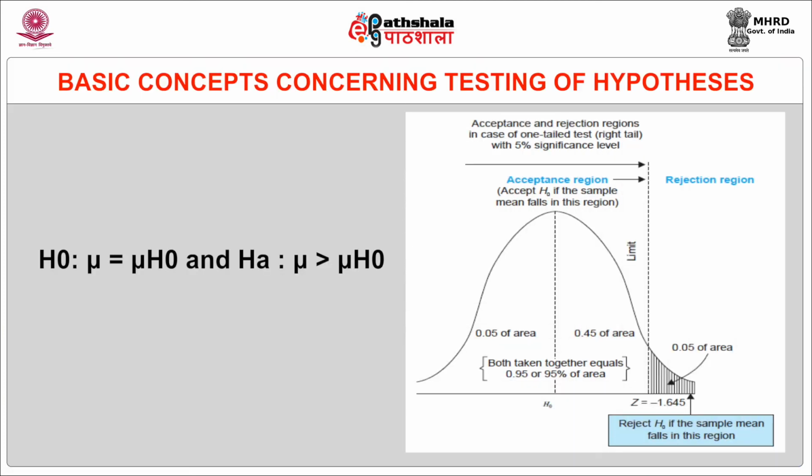In case our null hypothesis is mu equal to mu null, and the alternate hypothesis is mu more than the mu value of the null hypothesis, we are then interested in what is known as a one-tail test, right tail, and the rejection region will be on the right tail of the curve as shown in the figure.